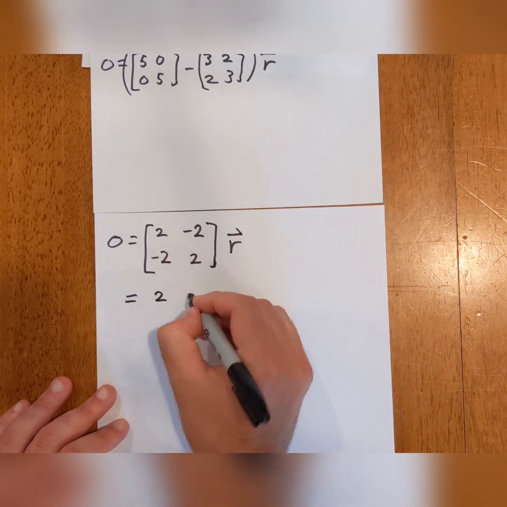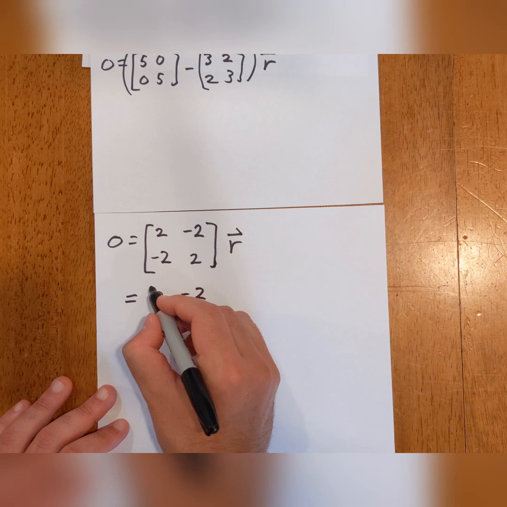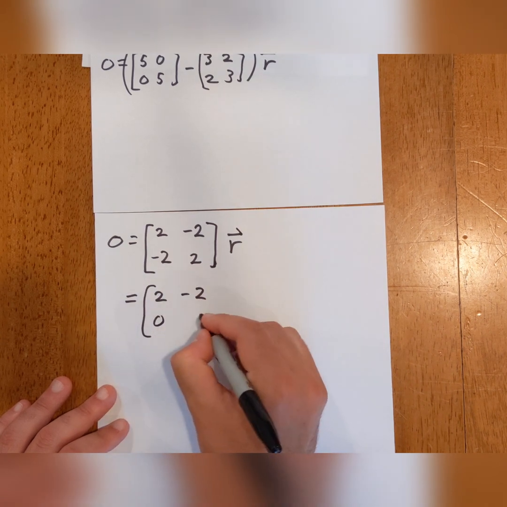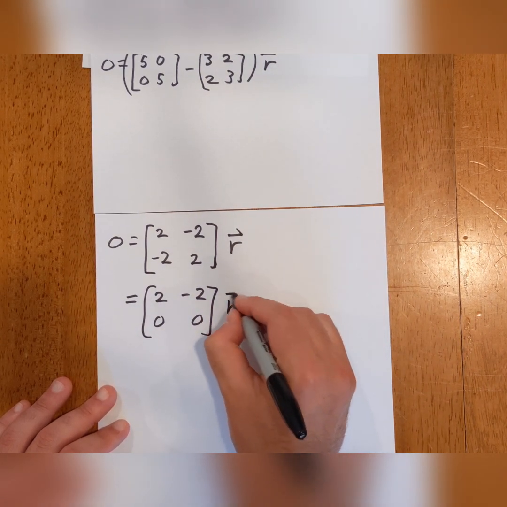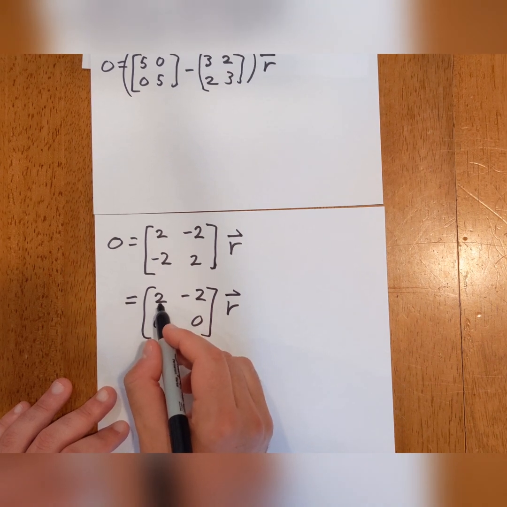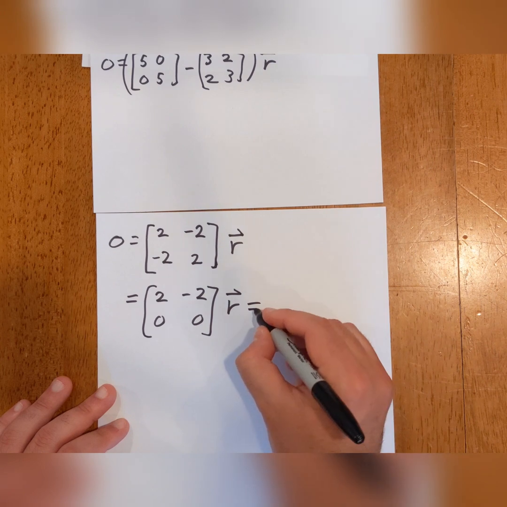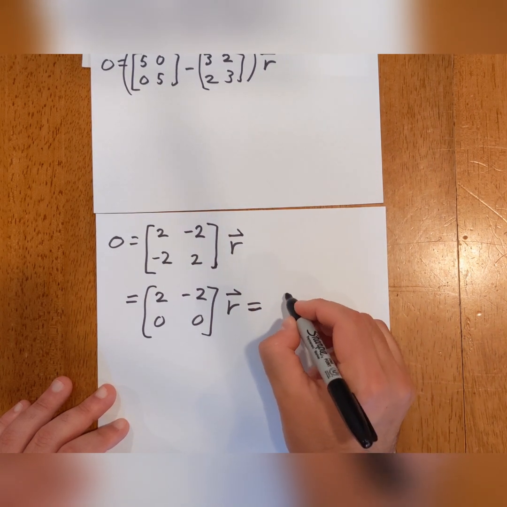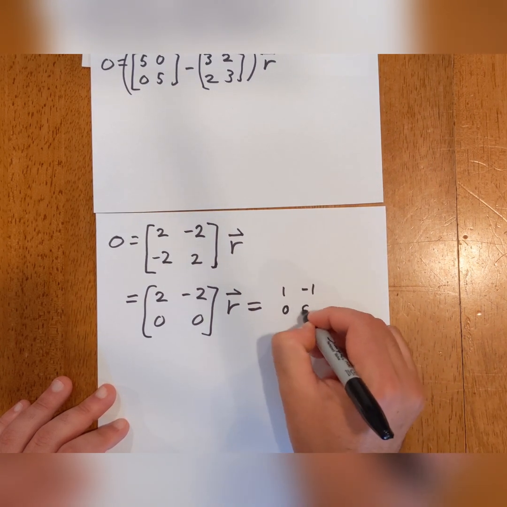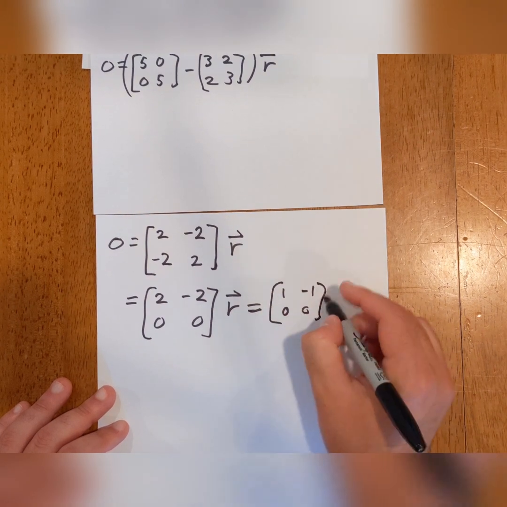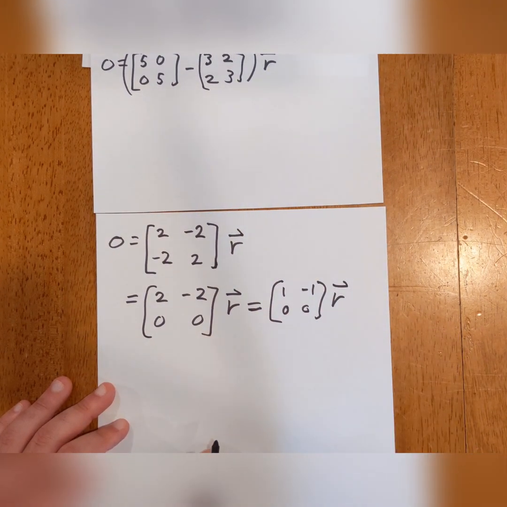So we can have 2, negative 2 on top. Simplify the bottom part out to get 0, 0. Then we have a number here and the negative of the same number here. So with our same simplification methods, we can say that's 1, negative 1, and zeros on the bottom. Multiply it again by our column vector r.